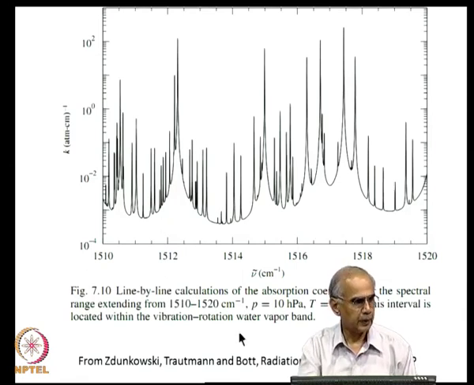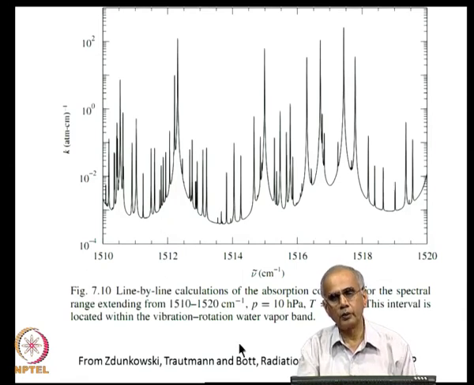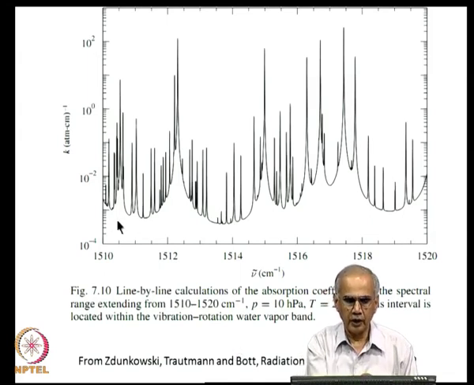because of this very large fluctuation in the absorption coefficient. One way to get around this complexity is to recognize the fact that although there is very large fluctuation in absorption coefficient with frequency or wave number, the actual frequency in which that line lies is not that critical.